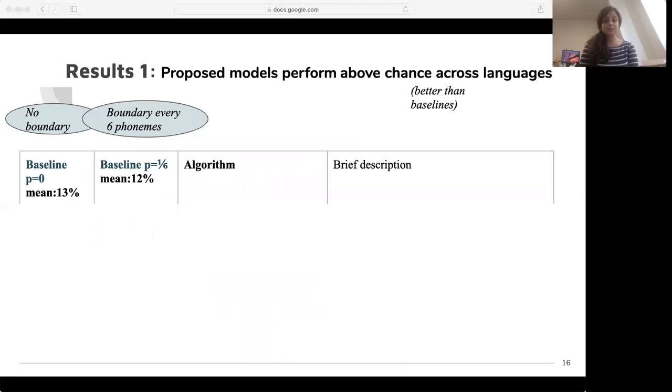With respect to the first question, whether models perform above chance, we define above chance as better than baselines. There are two baselines: one where no segmentation happens, so the input is the same as the output, and the second one where a learner is innately informed about the average word length and cuts at the probability level of this average word length. Since in the reduced lexicon, which is expected in child-directed speech, words average 6 phonemes across some languages, we would use this probability. The first baseline correctly segmented on average 13% of the word tokens across languages, and the second baseline segmented about 12%.